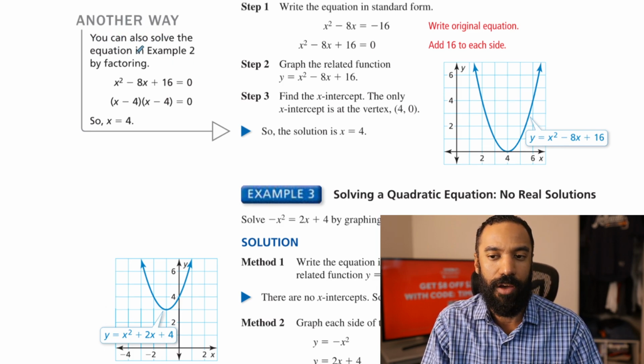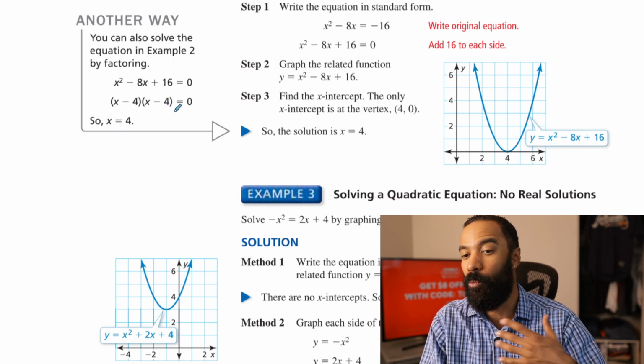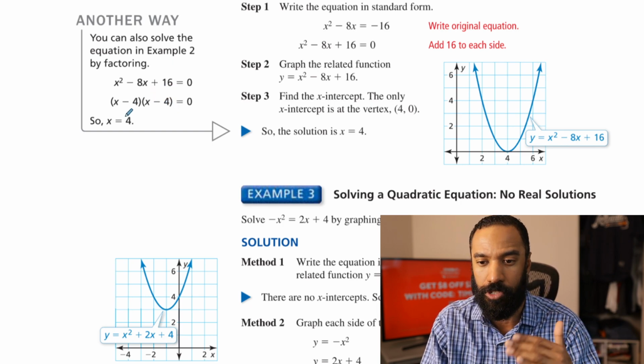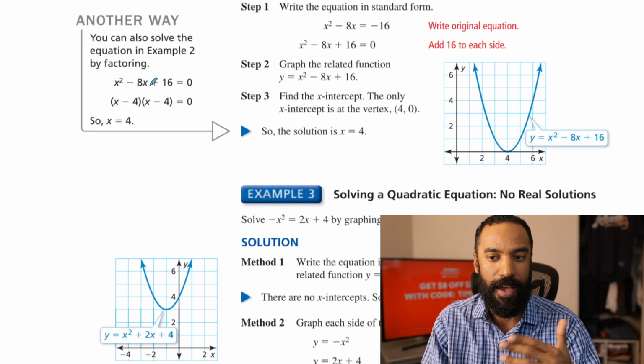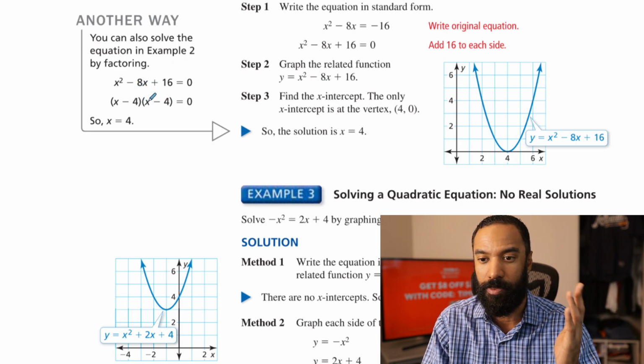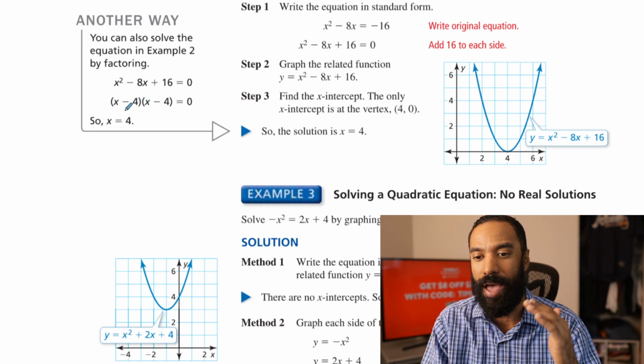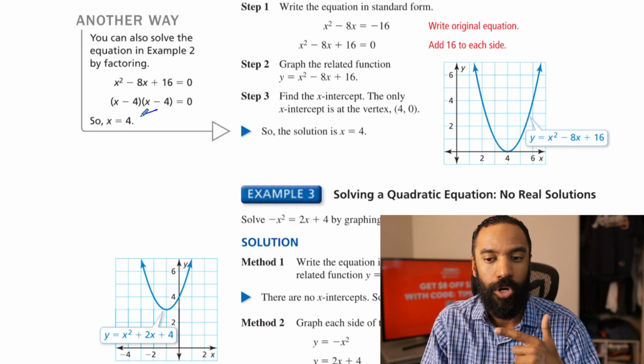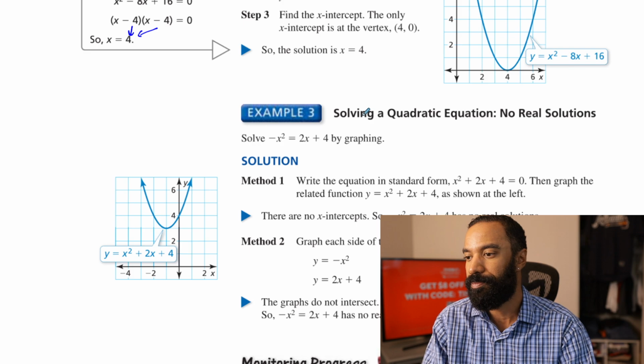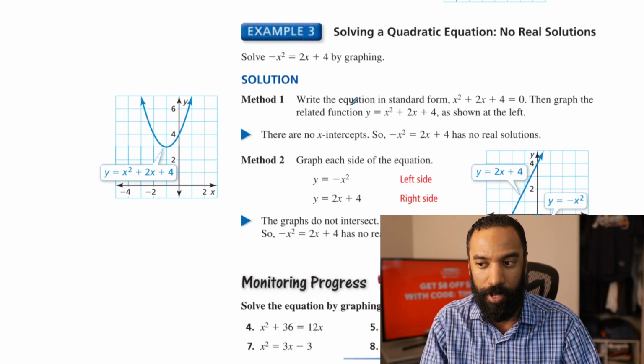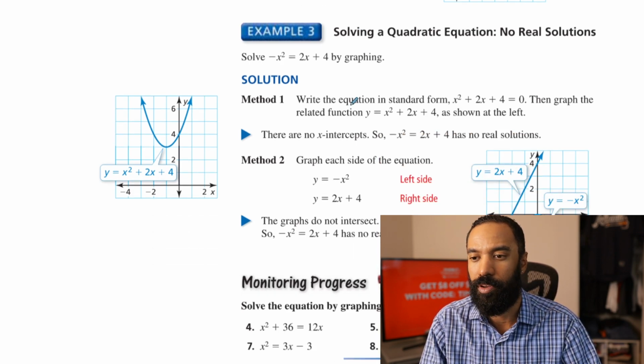They say you can also solve the equation by factoring. Now, we're going to solve by graphing. They're just saying that here's another way to get that same answer. You factor here, it's a perfect square trinomial, x minus 4 times x minus 4, so x equals 4, a repeated root from both of these instances right here. The only answer. It's possible to have no real solutions as well.